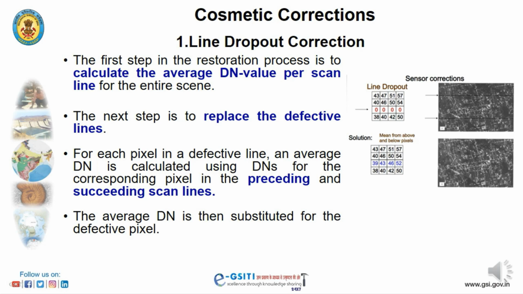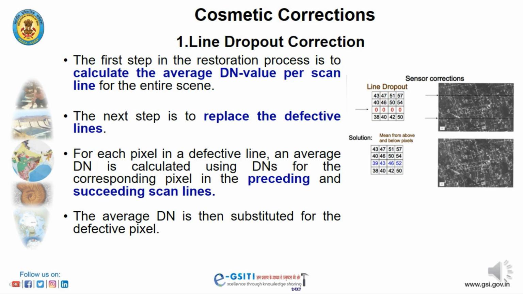Cosmetic corrections. Line dropout correction. Line dropout is one of the radiometric errors which has to be corrected. The first step in the restoration process is to calculate the average DN value per scan line for the entire scene. The next step is to replace the defective line. For each pixel in a defective line, an average DN is calculated using DNs of the corresponding pixel in the preceding and succeeding scan lines. The average DN is then substituted for the defective pixel.